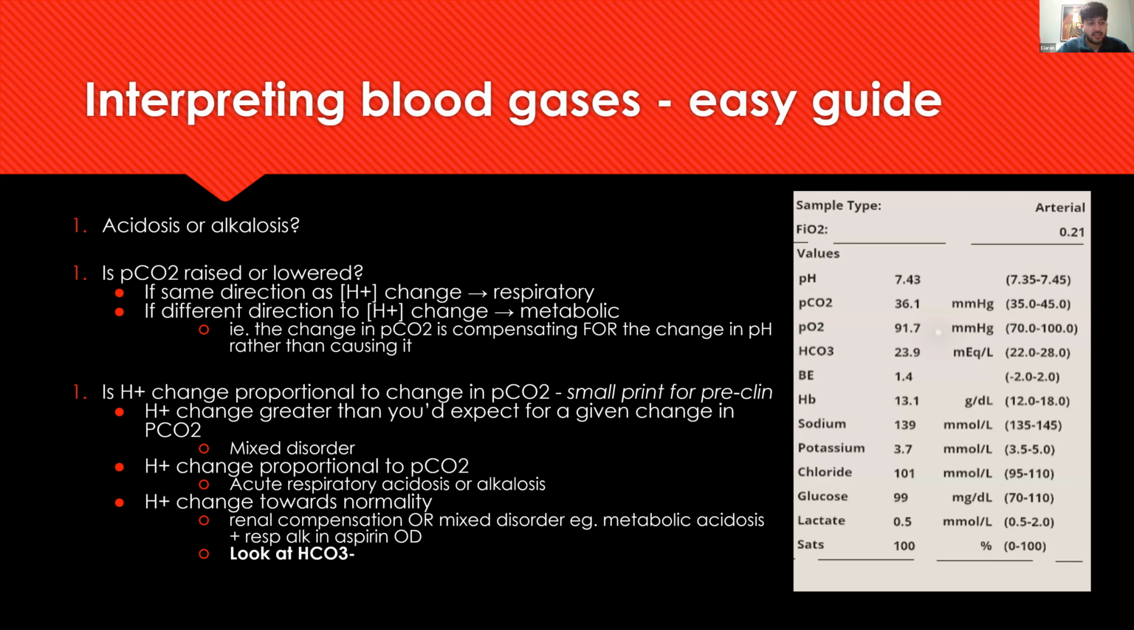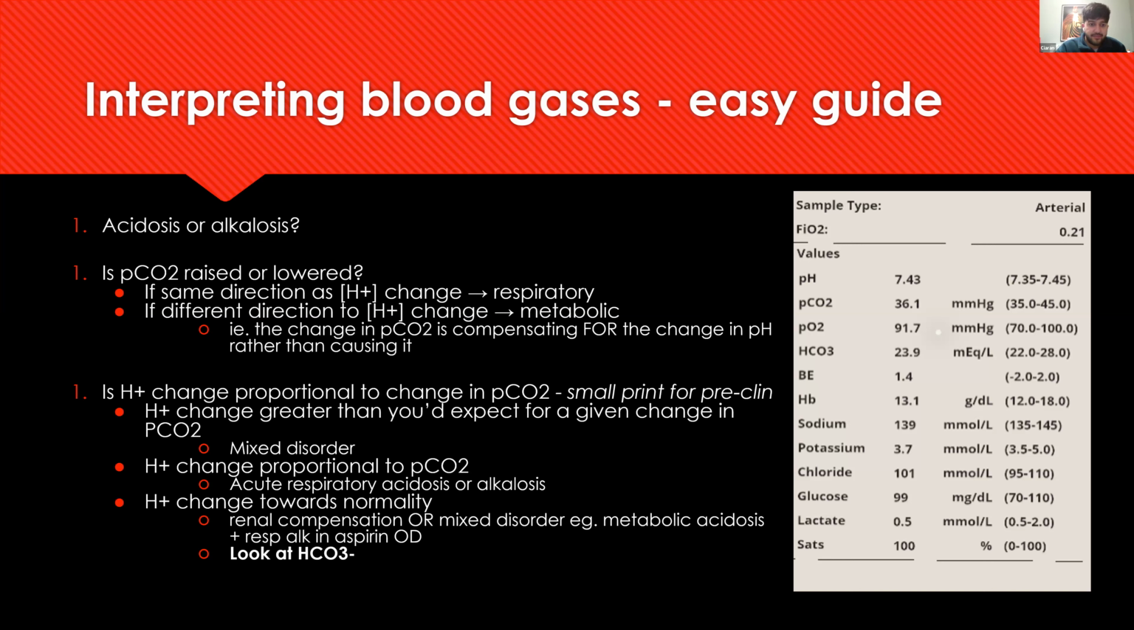Then, is the PaCO2, so the arterial CO2 value, raised or lowered? If it's in the same direction as the proton change, then it's respiratory. So for example, if it's an acidosis and the pH is less than 7.35, then if this was a respiratory cause, you'd expect the PaCO2 to increase. And so if you see that the PaCO2 is increased, then this is going to be a respiratory acidosis. But if the PaCO2 is low, then this is going to be a metabolic acidosis, and actually what you're seeing is the compensation.